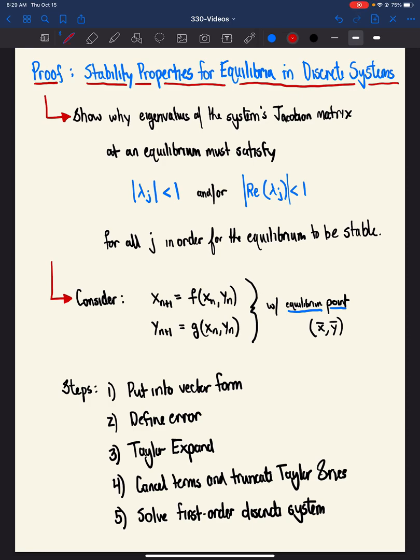This video is going to cover a proof of why certain values of equilibrium from discrete systems, namely the eigenvalues of a system Jacobian matrix evaluated at the equilibrium, why we want those eigenvalues to be less than 1 in absolute value, or the real part less than 1 in absolute value, to lead to stability.